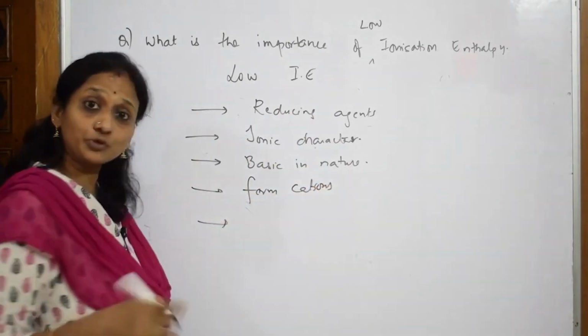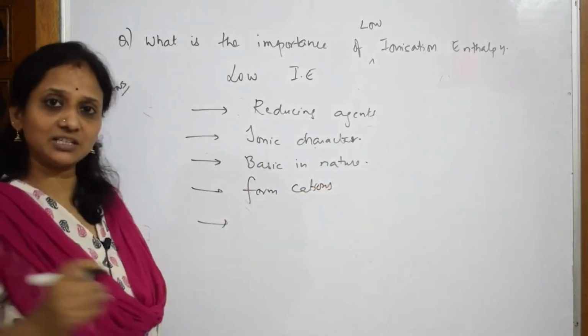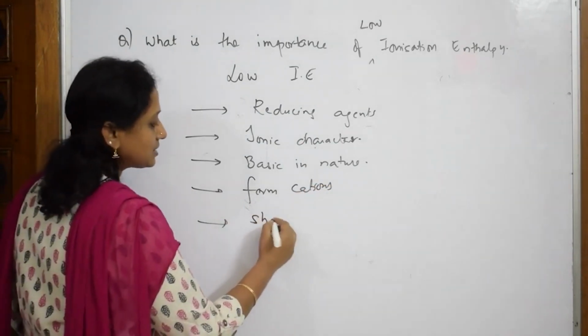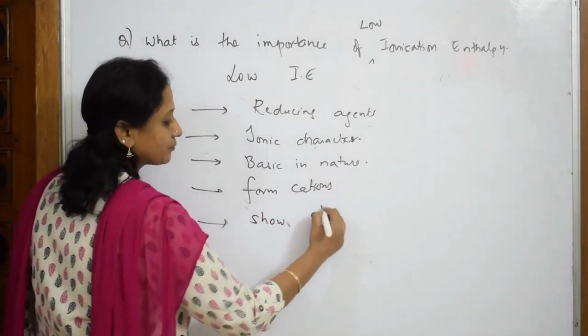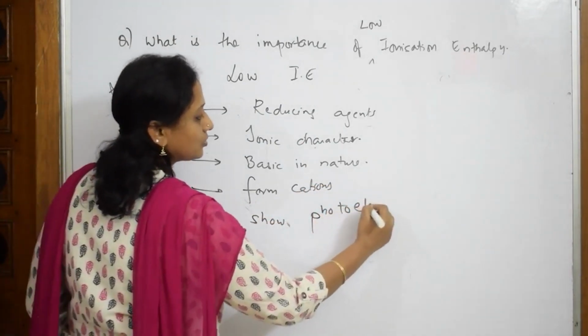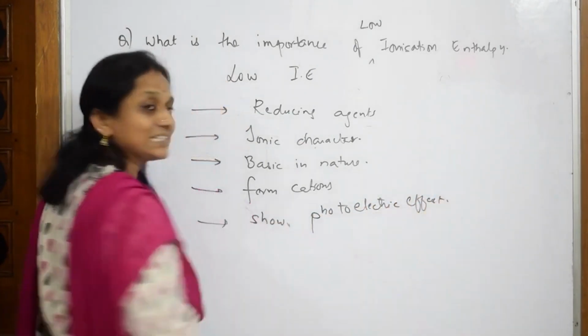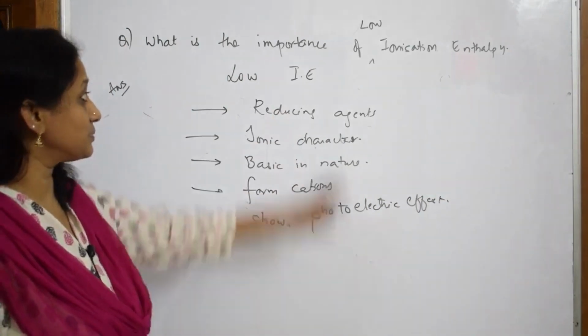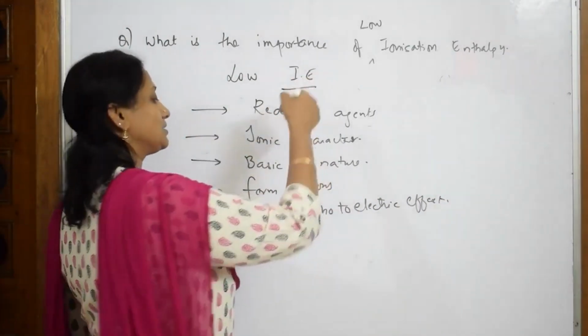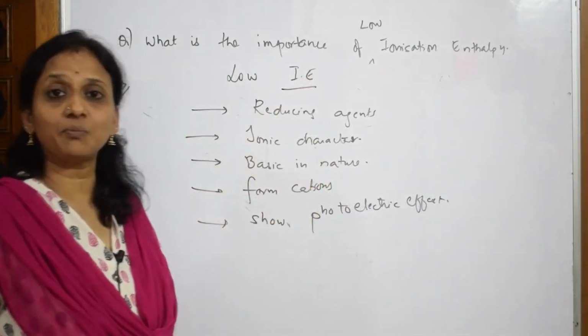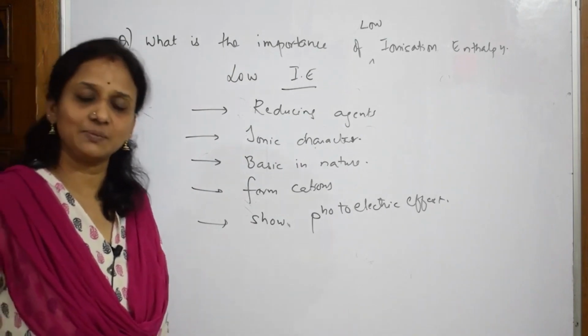Next, they show photoelectric effect. Because I can take out that electron easily, they exhibit photoelectric effect. So these are the concepts. Due to the low ionization enthalpy, this is the importance of having low ionization enthalpy values.